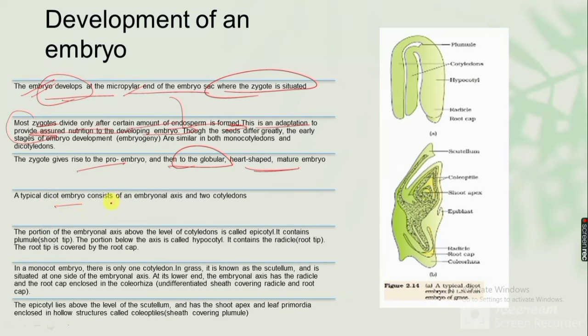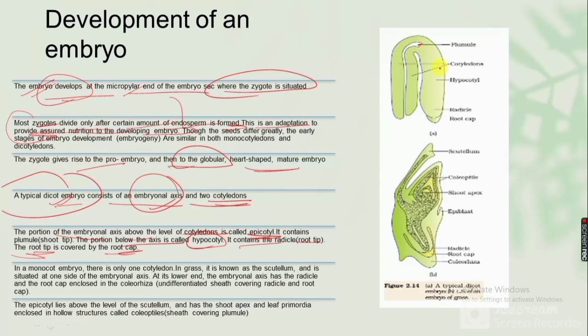A typical dicot embryo consists of an embryonal axis and two cotyledons. The portion of the embryonal axis above the cotyledons is known as epicotyl and below is known as hypocotyl. It contains the radicle, that is the root tip, and the root tip is further covered by the root cap.